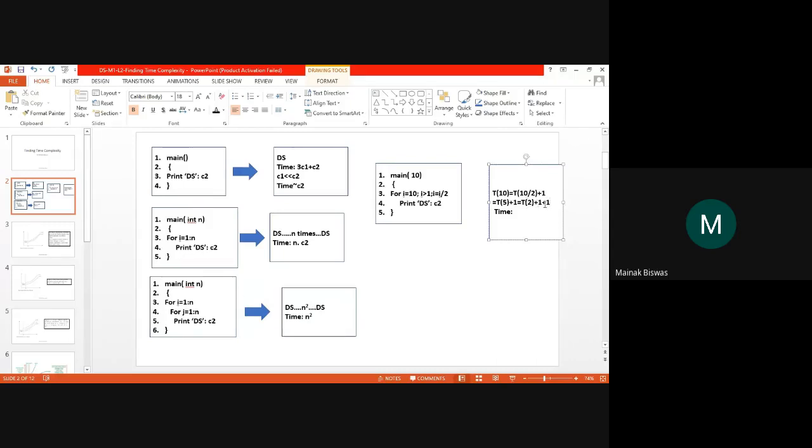That means it will print ds 2 times. Right. Can this T2 also be broken? Yes. So T n by 2, T5 plus 1. Again it is broken only, so it becomes T1 plus 1 plus 1 plus 1, that is plus 3. Right.